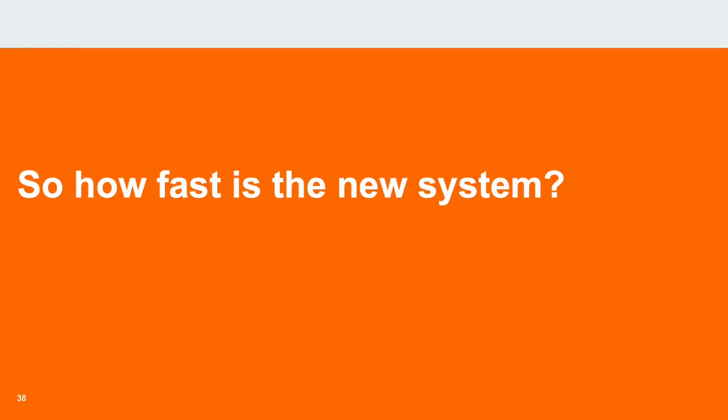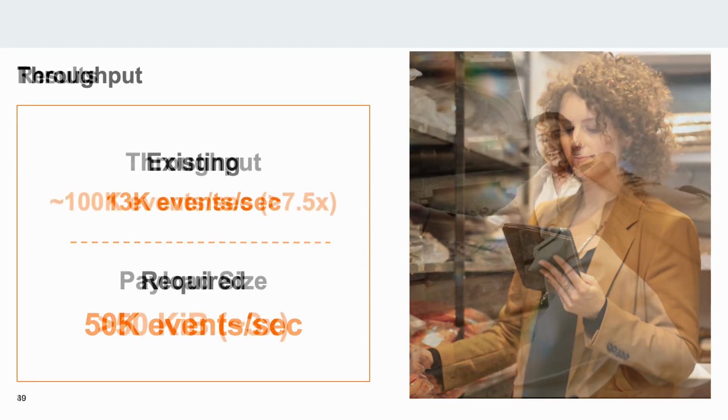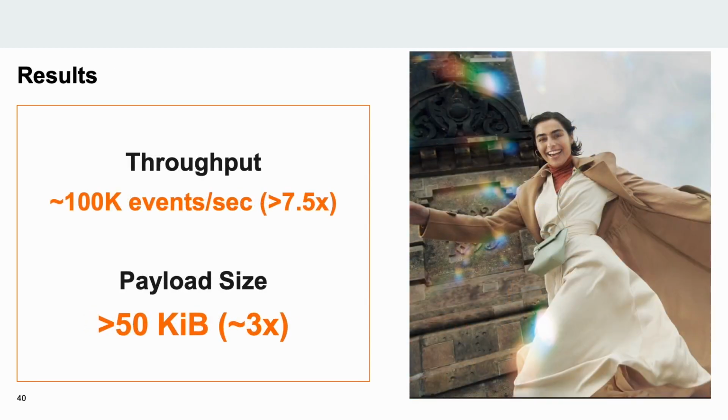What is the result of all of this? So this is what we wanted, right? We wanted to achieve 50K events per second, but we actually ended up with a much higher number. So this is when we actually stopped load testing it. We don't know if we could have increased the number further, but at this number we were just satisfied, so we stopped load testing.